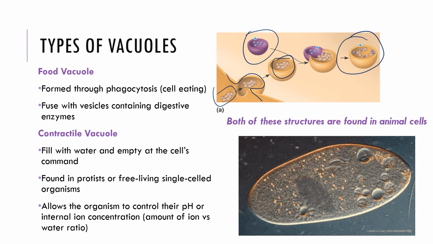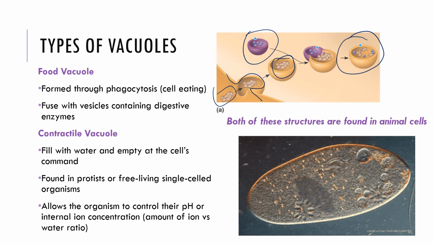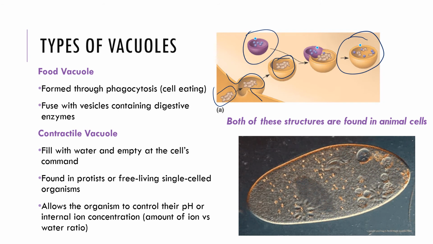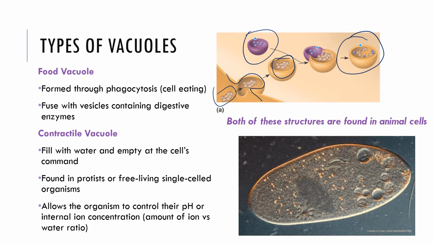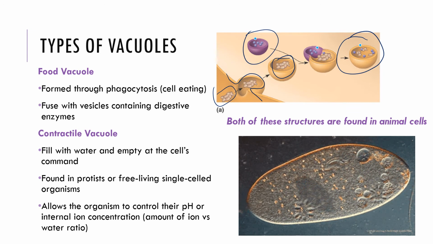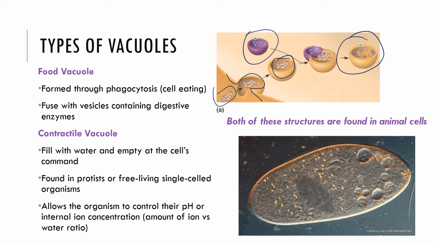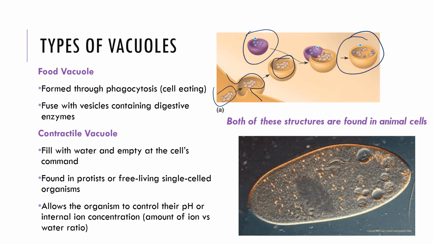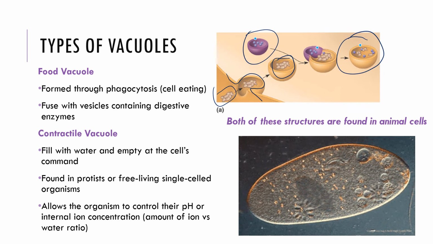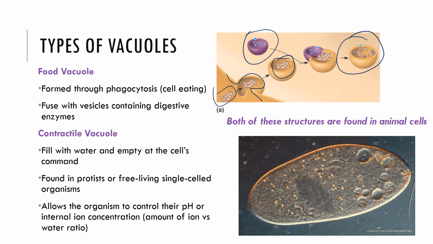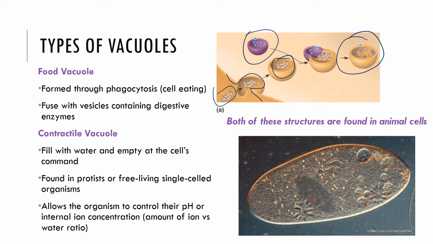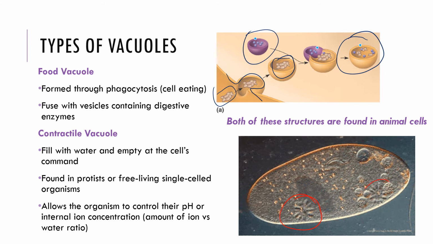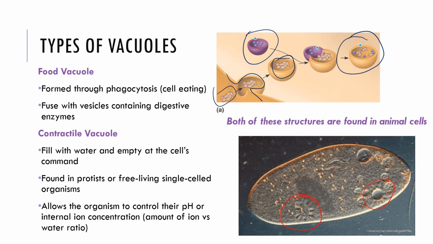There are also contractile vacuoles. These are found usually in single cells living in a water environment. They fill and empty with water based on the needs of the cell. Sometimes the cell needs to take in more water because it has a lot of ions. Maybe it's in a more salty environment than it's expecting, so it's going to take in more water, or it's going to get rid of water depending on its needs. You can actually see one down here that's emptying of water. There's another one over here that empties of water.